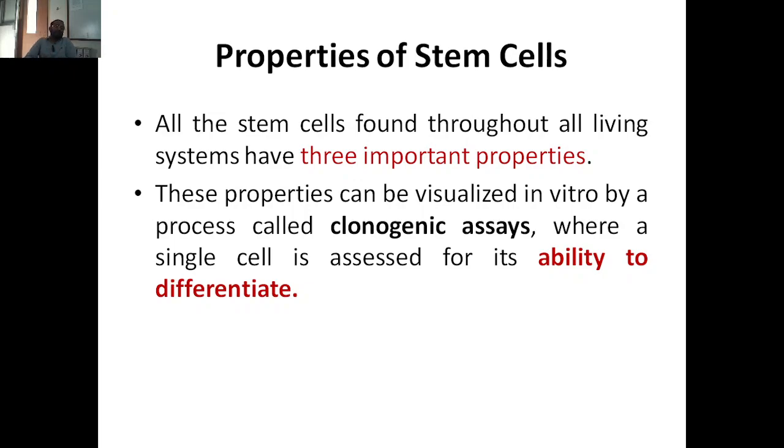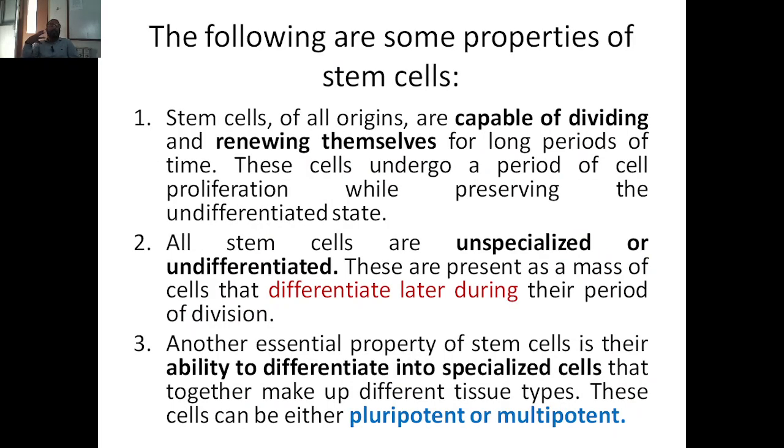The properties of stem cells. All the stem cells found throughout all living systems have three important properties. What are those? These three properties can be visualized in vitro by a process called clonogenic assays, where a single cell is assessed for its ability to differentiate. So that we will come to know whether this particular cell has got a potential to differentiate or not. Let's see those three properties.